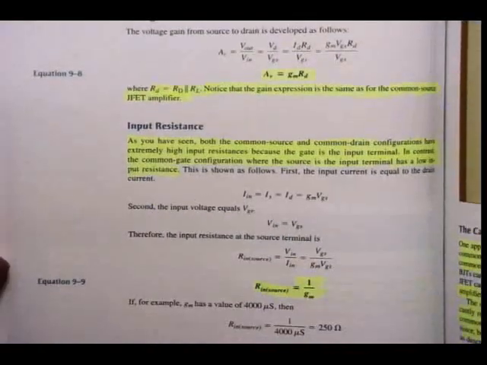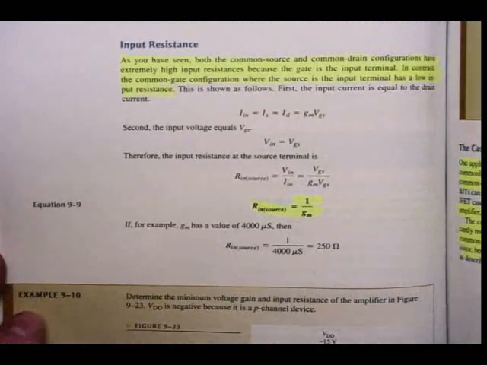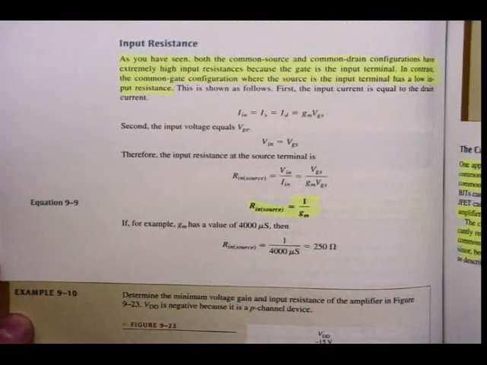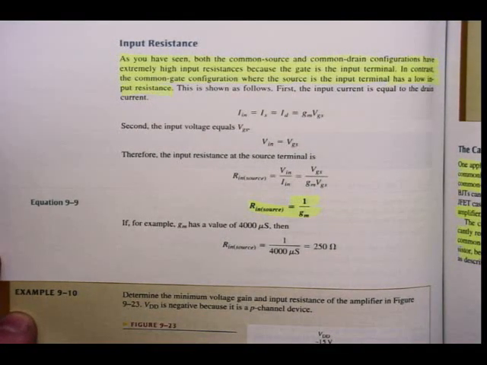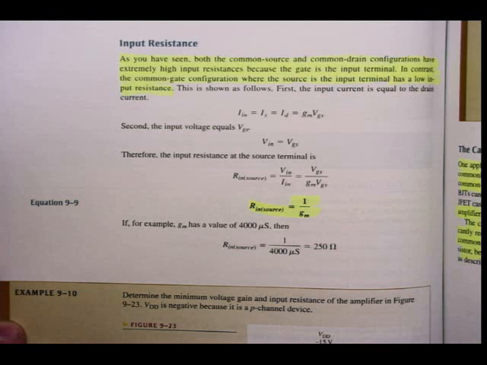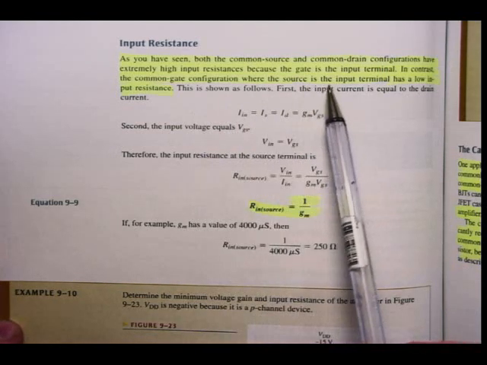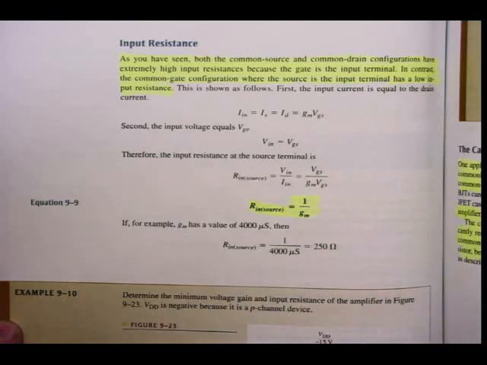Anyway, the input resistance. Again, as you have seen, both the common source and the common drain configurations have extremely high input resistances, because the gate is the input terminal. In contrast, the common gate configuration, where the source is the input terminal, has a low input resistance.